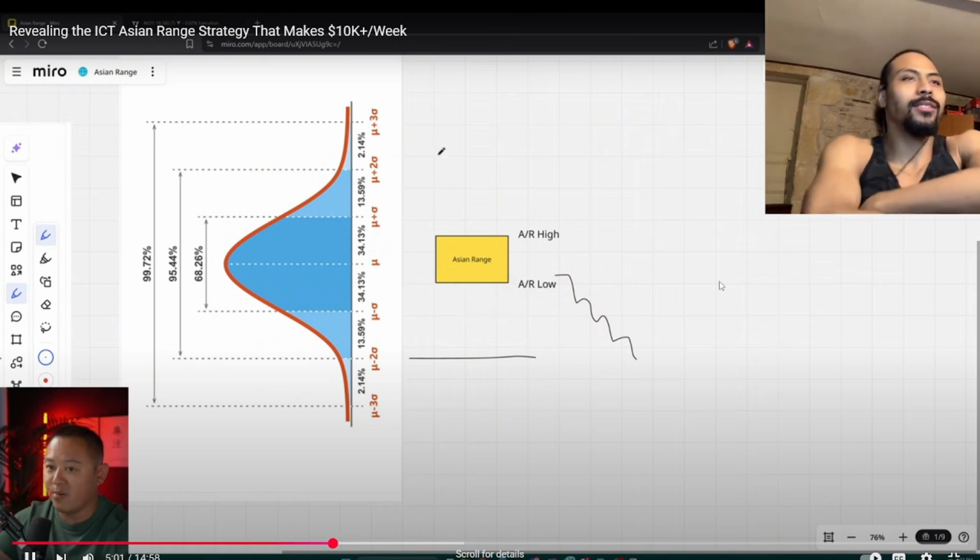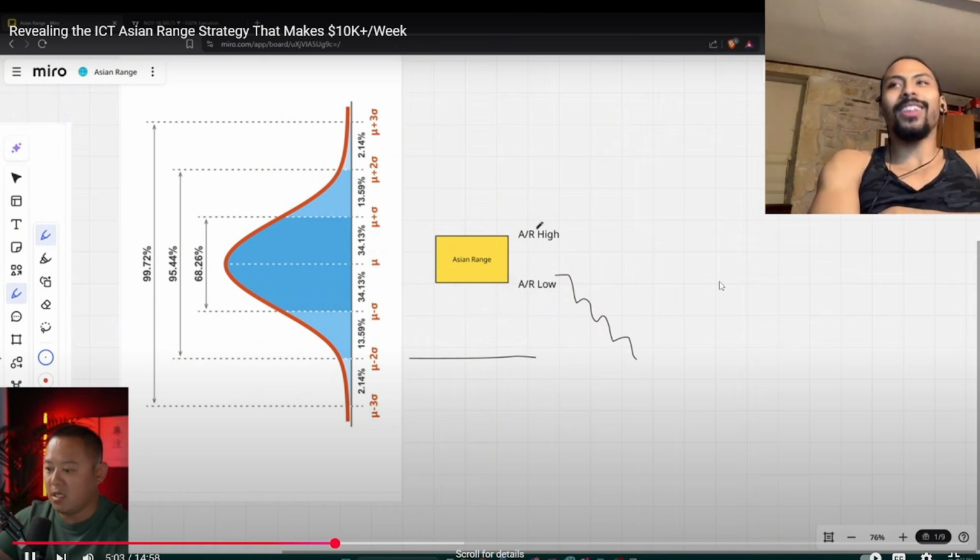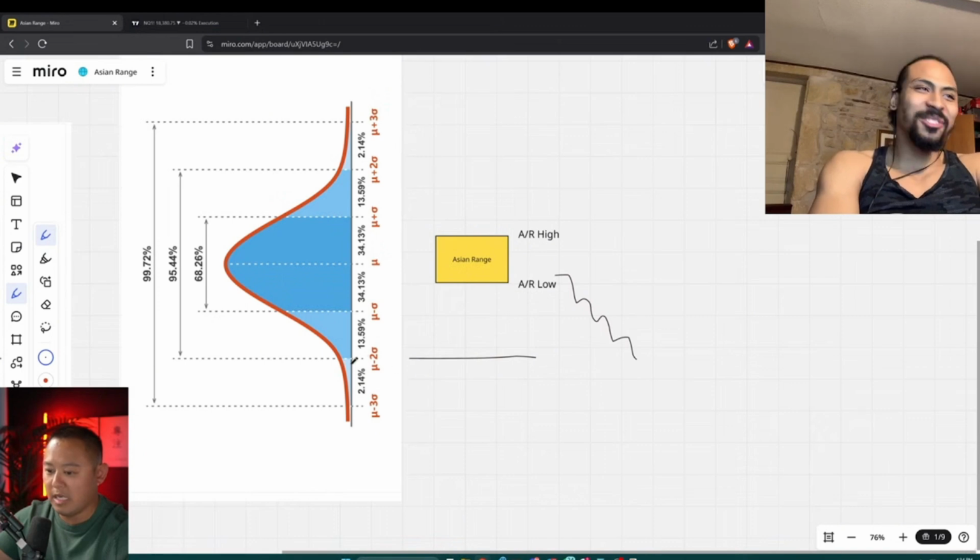On a classic buy day, I want to be able to see this market trade lower and hit one of these standard deviations as an extreme, because that's typically where I'm going to see a market structure shift or a fair value gap.